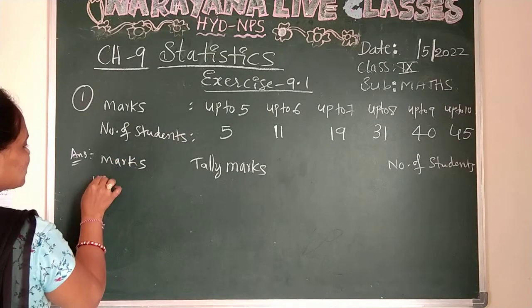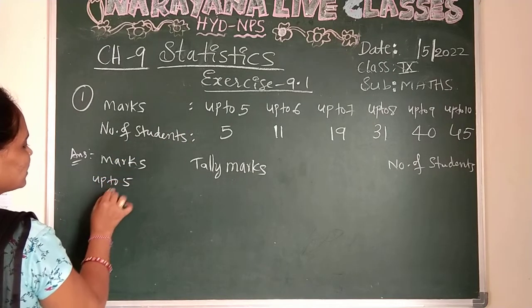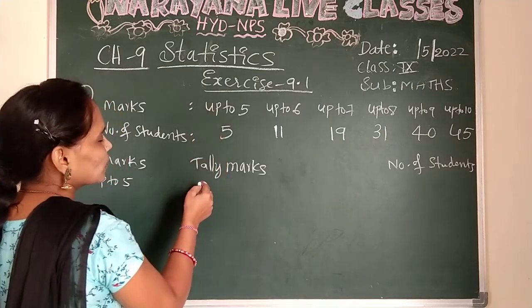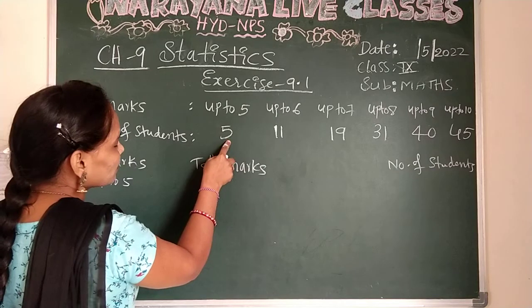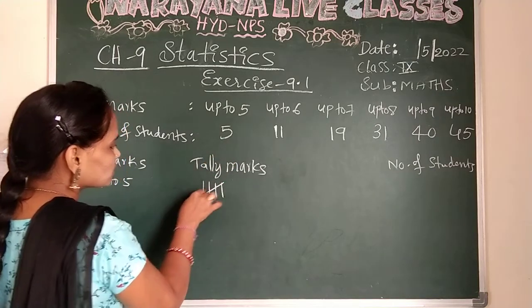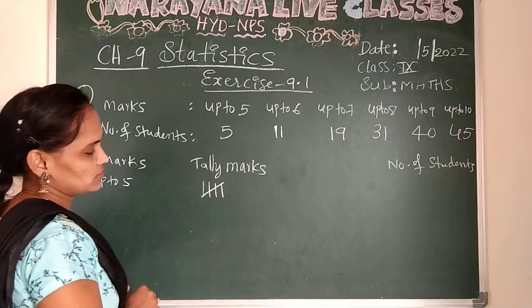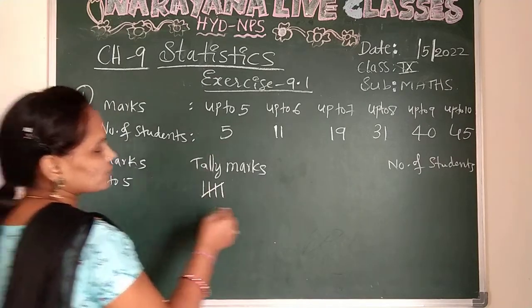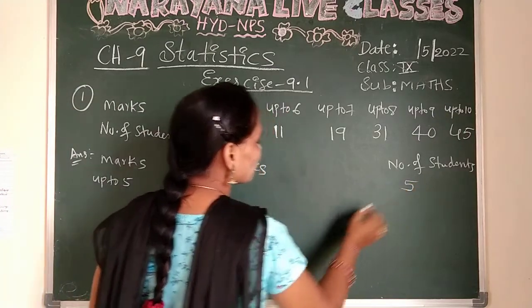Now marks. First one is up to 5. So up to 5, how many? 5. Okay. Number of students, how many? 5. So tally marks we should write 5. So tally marks we should write as a group of 5 lines. This is 5. So number of students 5.